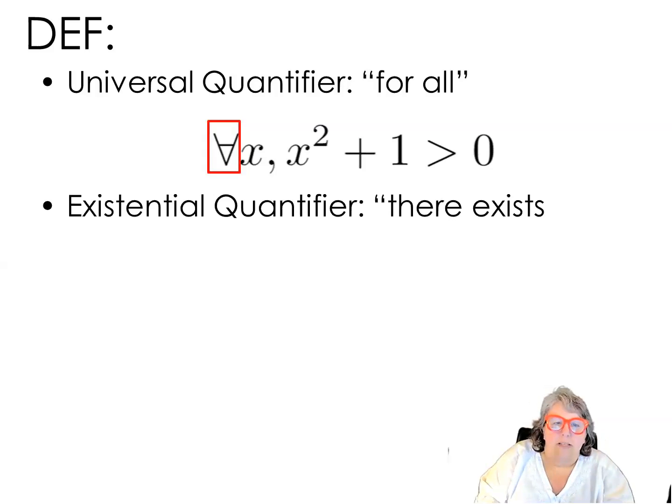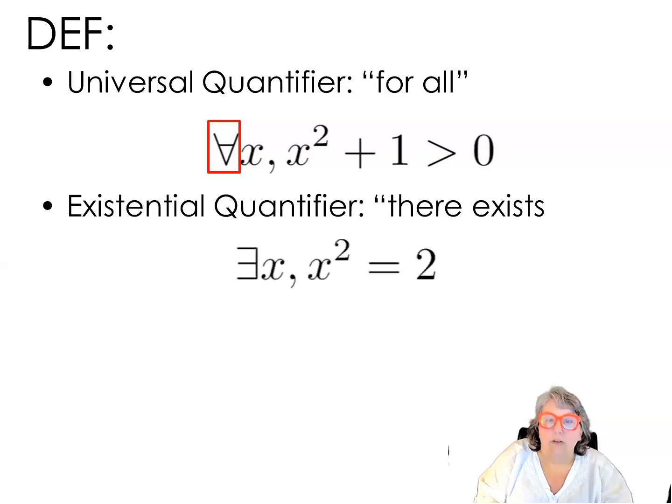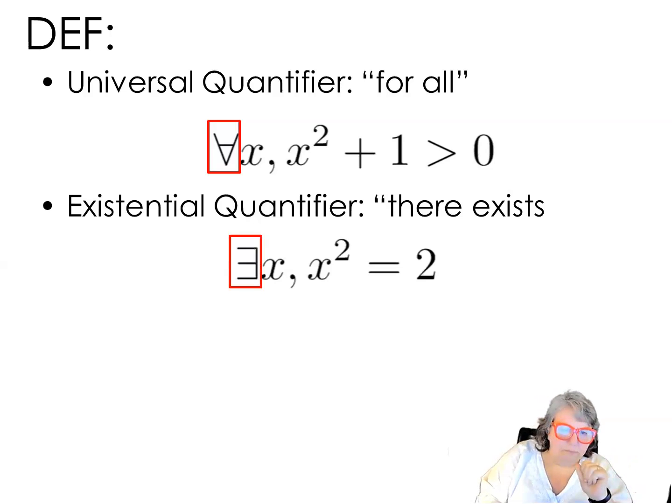The next quantifier is the existential quantifier. Makes me think like we're studying Hume or something, David Hume. Existential means there exists. For example, there exists an X such that X squared equals 2. There's actually two numbers if we're assuming the reals, square root of 2 and negative square root of 2, but to say exists just means there's at least one. And that's the backwards E for exists.